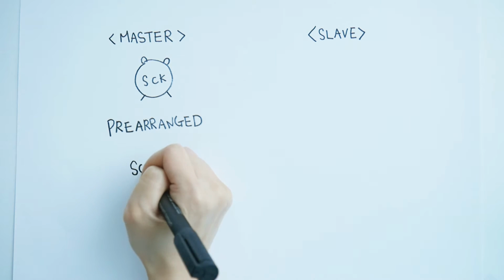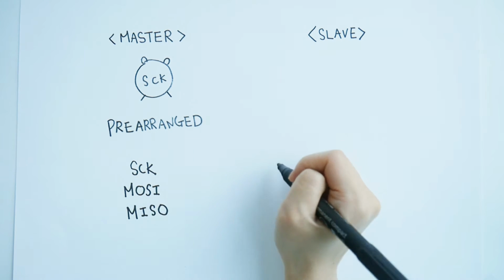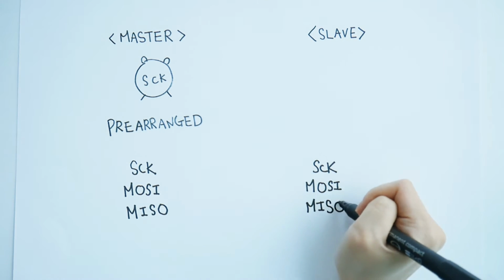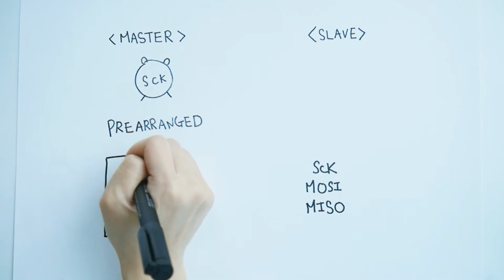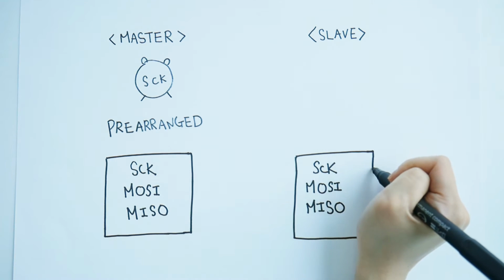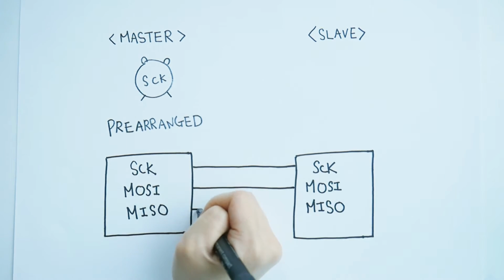When data is sent from the master to a slave, it's sent on a data line called master out, slave in. If the slave needs to send a response back, the master will continue to generate a prearranged number of clock cycles, and the slave will put the data onto a third line called master in, slave out.